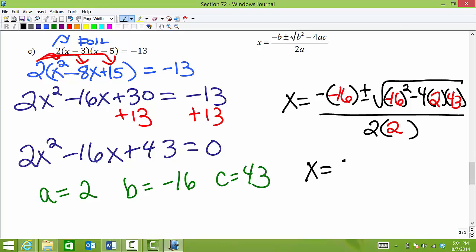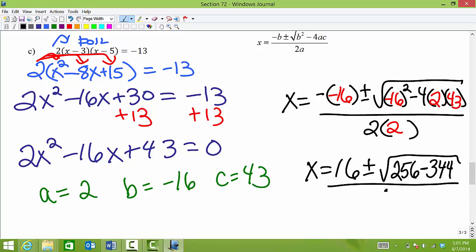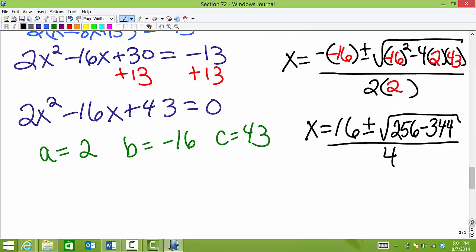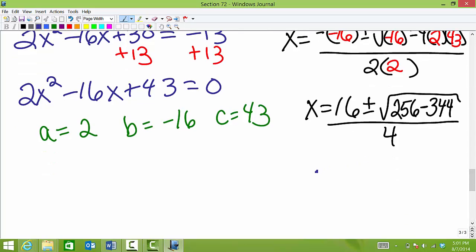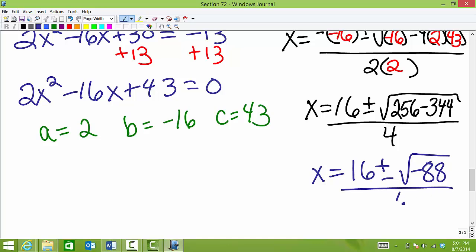So we get x is equal to 16, negative and a negative give me a positive, plus or minus the square root 16 squared. 16 times 16 turns out to be 256, minus, and we multiply 4 times 2, which gives me 8. 8 times 43 gives me 344. All over 4. We want to keep simplifying underneath our square root. We end up with x is equal to 16 plus or minus the square root of -88 all over 4.